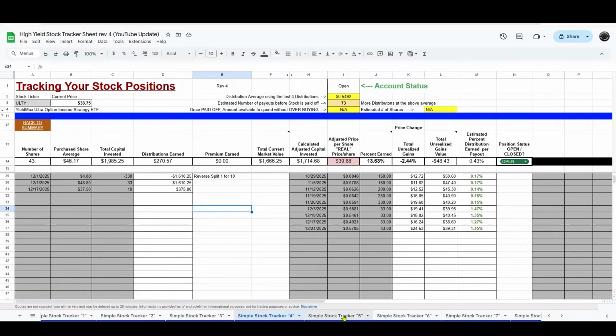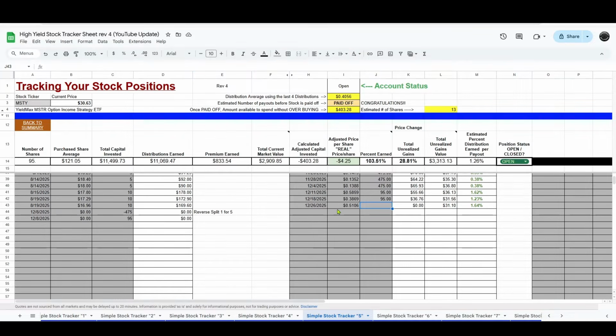So moving forward, we have MSTY, and MSTY paid out 51 cents. How many shares do I have? That's 95 shares. My real price per share of minus $4.25 means that it's paid off. So when I enter this distribution, that will change the real price per share from minus $4.25 to minus $4.76. So it's moving away from that zero, right? And it's moving on down, meaning that this one is profitable currently for me.